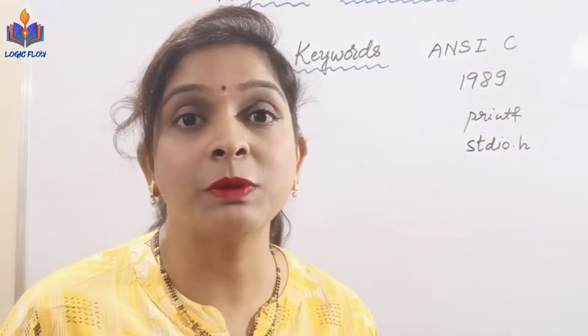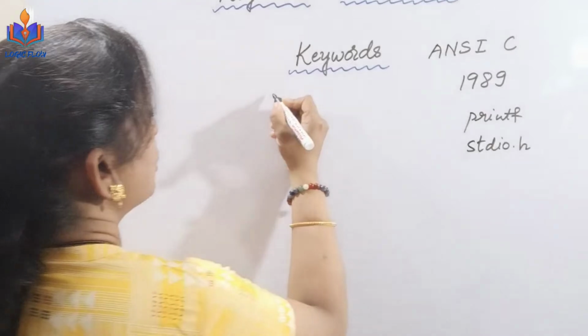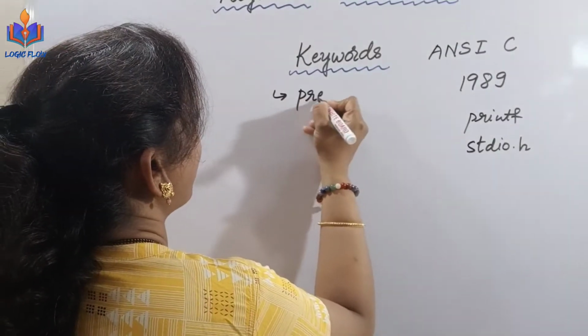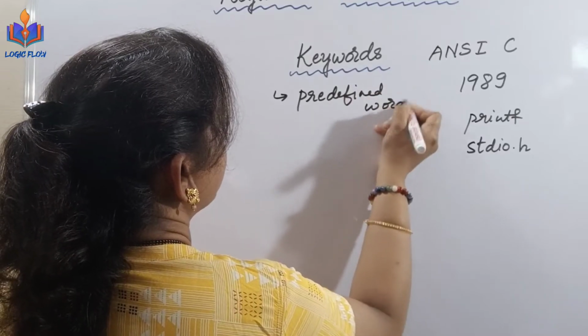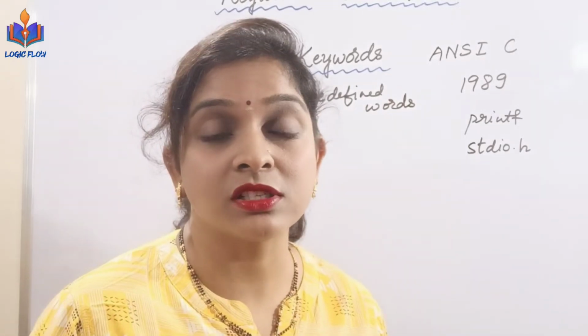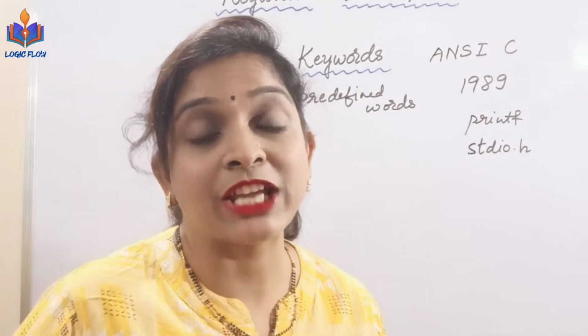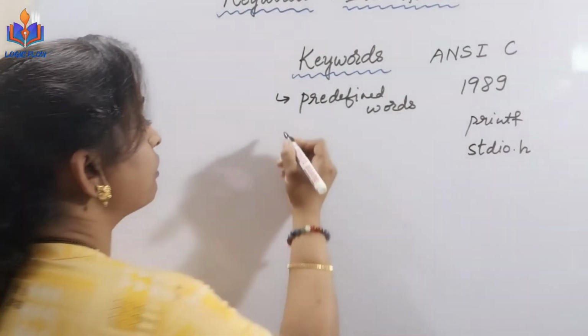Like how we use built-in functions which are already predefined in our program, we also use some predefined words, like keywords. A keyword is a predefined word. It means the meaning of these words is already defined to the compiler. We need not define what these words have to do. We only use those words in our program according to our program requirement. It is a reserved word.